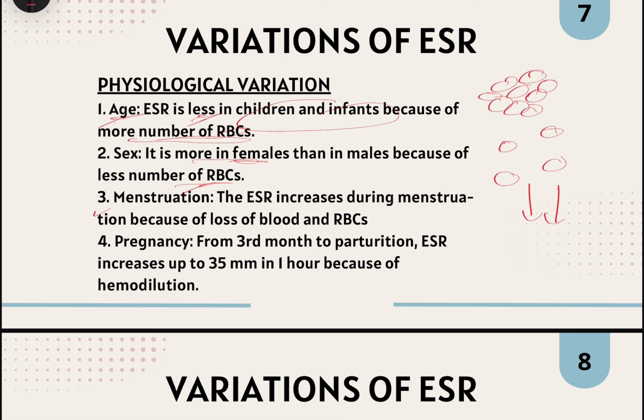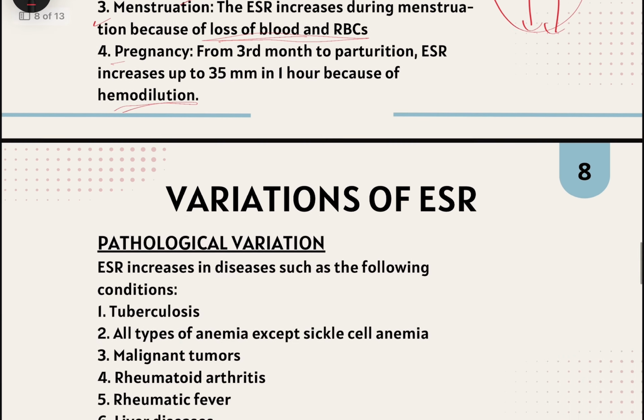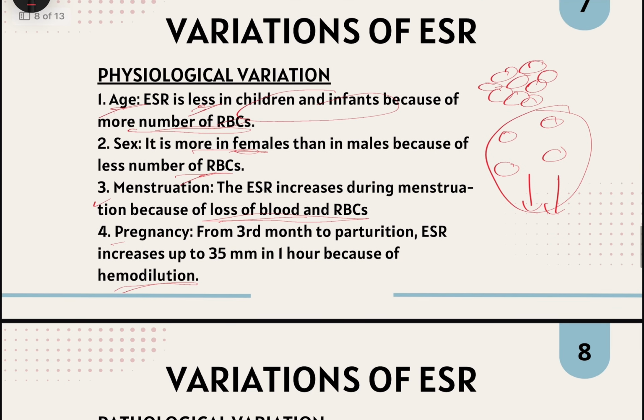So that is why the value is more in females. Menstruation, the same thing. The ESR increases during menstruation because of loss of blood and RBCs, the same explanation. And pregnancy, that is from the 3rd month to parturition, ESR increases up to 35 in 1 hour because of hemodilution. Due to the hemodilution, there is a further decrease in the viscosity, fewer RBCs, as a result of which the ESR value rises tremendously.